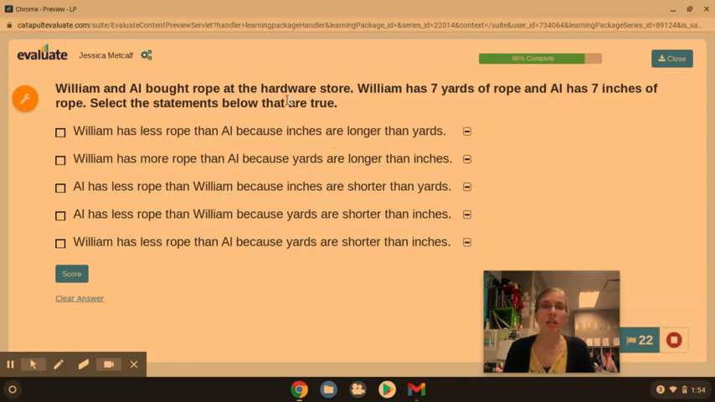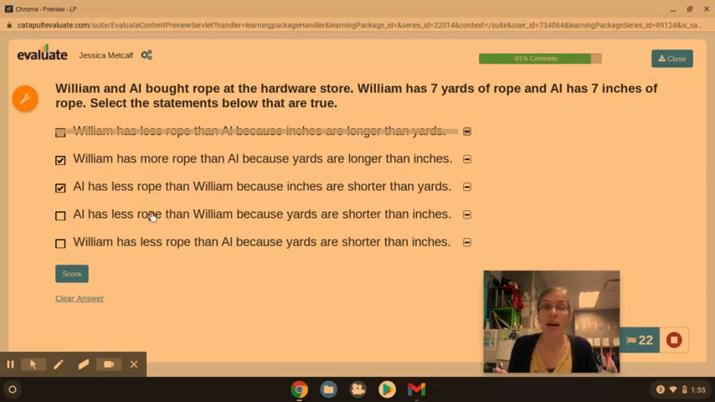And then this is talking about yards of a rope and inches of a rope. So you want the statements that are true. If William has 7 yards, the big ones, and Al has 7 inches, that would be littler. Which one's true? William has less rope. If William has 7 yards, he doesn't have less rope, so that one's not right. William has more rope. That one would be right because yards are bigger than inches. Al has less rope than William because inches are shorter than yards.